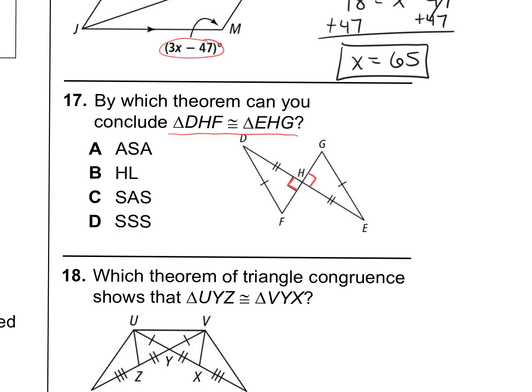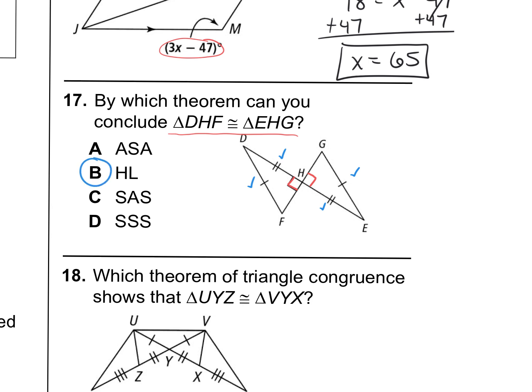Which one should we check first? What's the reason for that? Right, if we have a right angle, we want to check if we have hypotenuse leg first. Does it have a congruent hypotenuse? Yes. Does it have a congruent leg? Yes. So hypotenuse leg is our answer.